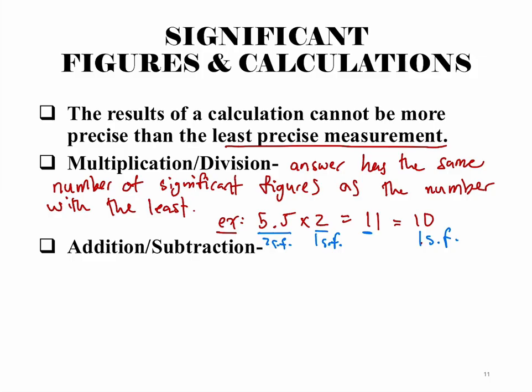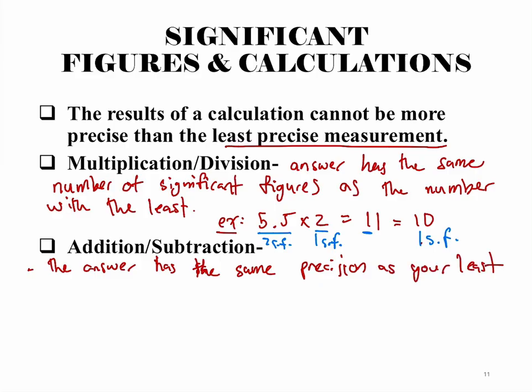All right, and then for addition and subtraction, the answer has the same precision as your least precise number. Whenever you're adding and subtracting, it isn't related to the number of sig figs in what you're adding and subtracting. It's related to the precision of that number.